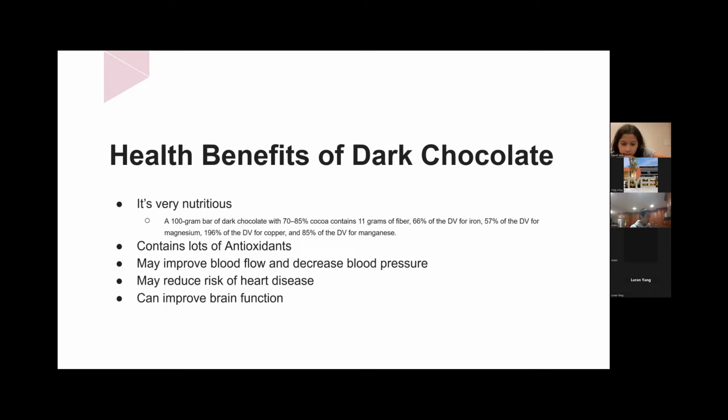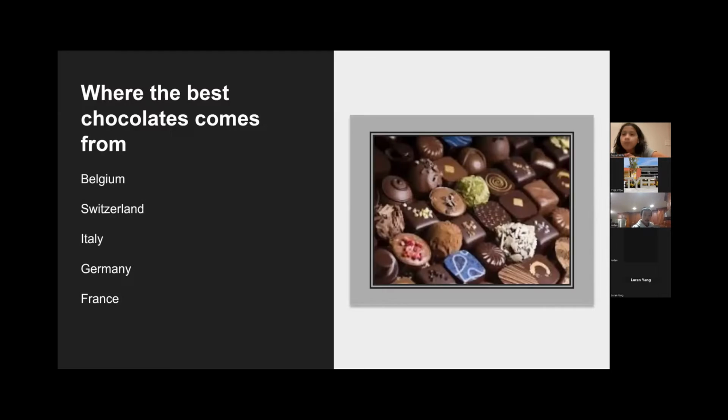And the last slide, pretty simple. It's just what countries make the best chocolate, as in those candies, the luxury ones. So these are Belgium, Switzerland, Italy, Germany, and France. There's a general opinion, and Belgium is first, and then France is fifth. But do know that each country has different combinations for their chocolates. These are just general opinion.